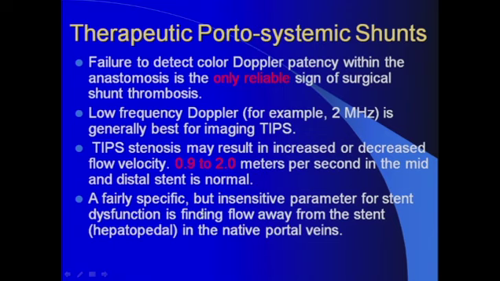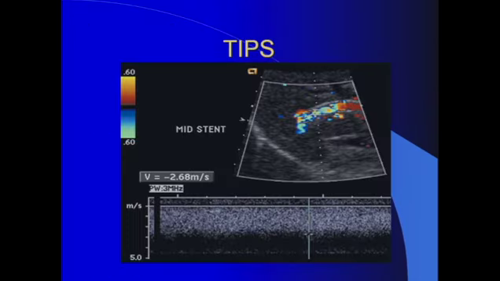A fairly specific but insensitive parameter of stent dysfunction is finding flow away from the stent in the native portal veins. But again, if you see preserved hepatopetal flow specifically in the left portal vein, it doesn't mean that the stent is not functioning. In other words, if you see the reversal in that vein because of the presence of the stent, this will support the fact that the stent is functioning and open at that point.